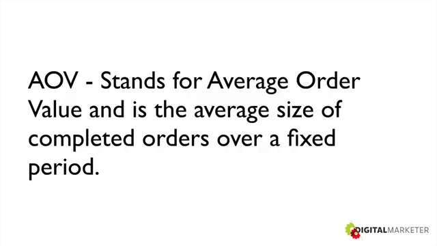Okay, so the first one would be AOV, and this stands for average order value and is the average size of completed orders over a fixed period. All right, so this is great for different companies that have multiple SKUs. So they have multiple products. They want to know how many items are they putting per their cart? What's the actual value of that?